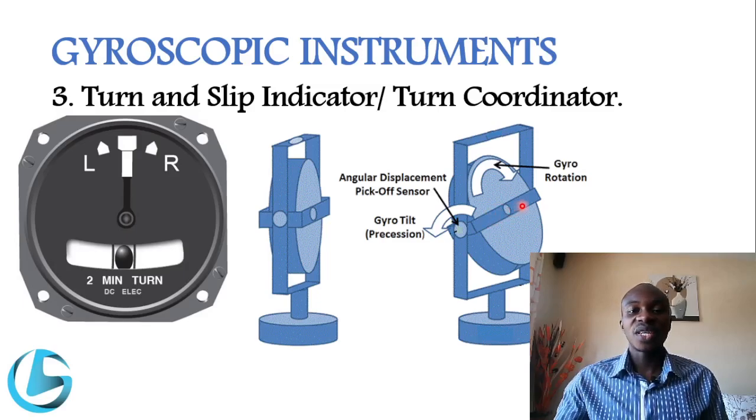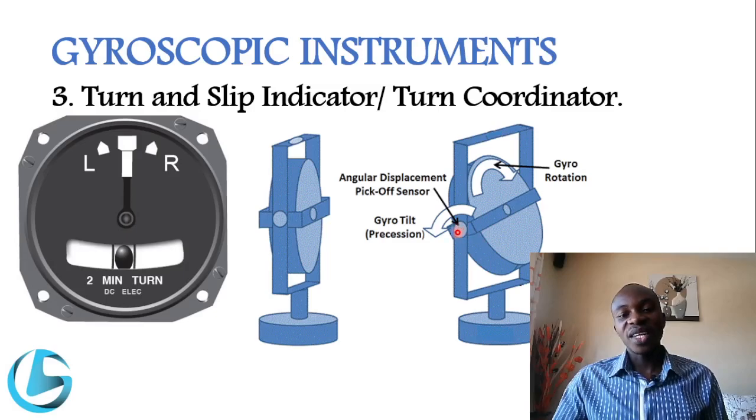A turn and slip indicator, like I've said, uses a rate gyro, and the main characteristic of a gyroscope that this indicator uses is precession. Unlike the 2 instruments that we've seen that use rigidity, this one uses precession. And from our definition, precession is a change of direction of the spin of the rotating axis, and it takes place 90 degrees from the point of application in the direction of rotation.